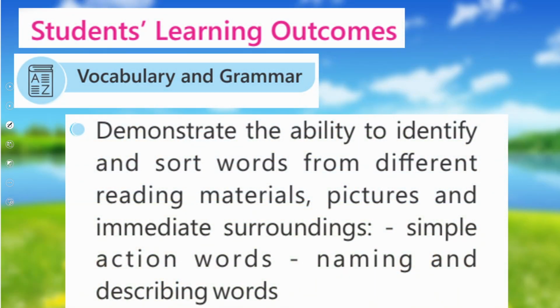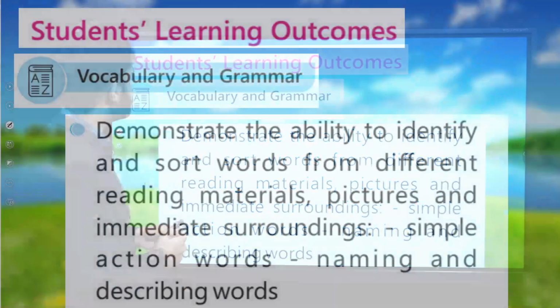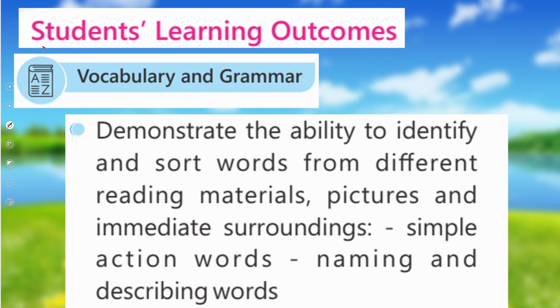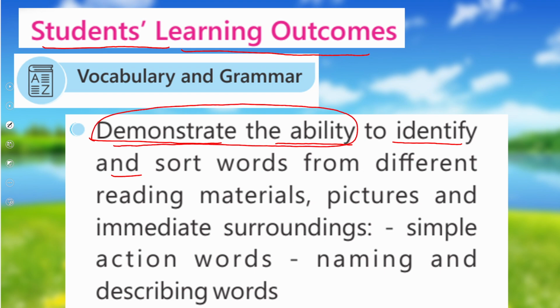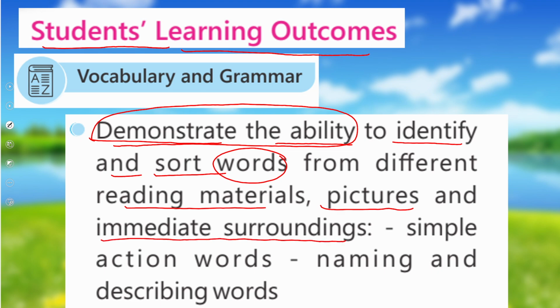First, let us read the students' learning outcome over here. It says, the SLO or students learning outcome is demonstrate the ability to identify and sort words. We need to demonstrate the ability to do this for identifying and sorting words from different reading materials, pictures, and immediate surroundings. Simple action words, naming and describing words. And today we are going to talk about naming words.